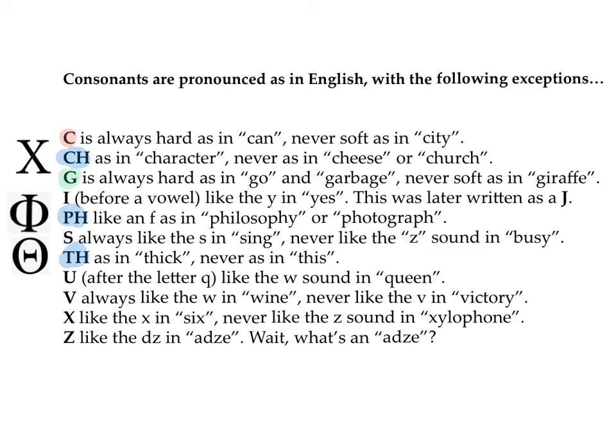Let's move on to the letter G. This is always pronounced with the hard G sound we make when we say the words go and garbage. It never makes the soft J sound we use to say words like giraffe and giant. Now, we've already discussed the letter I when we talked about the vowels. The letter I says E in Latin. Here we see it on a list of consonants described in terms of the sound it makes before another vowel.